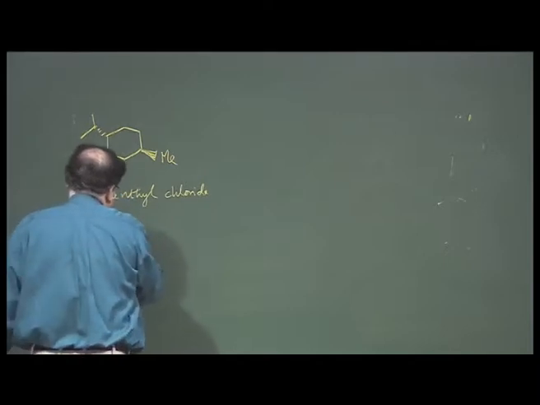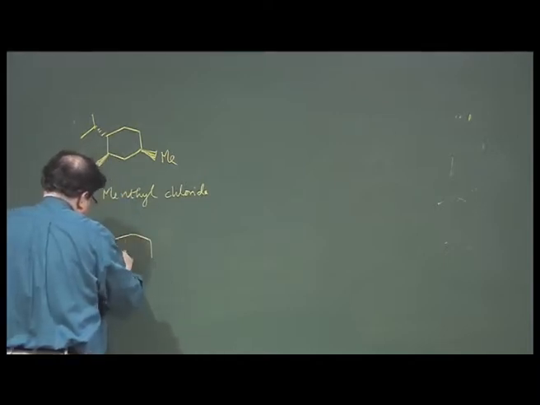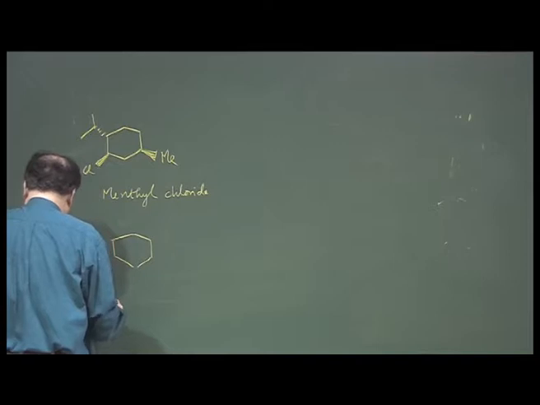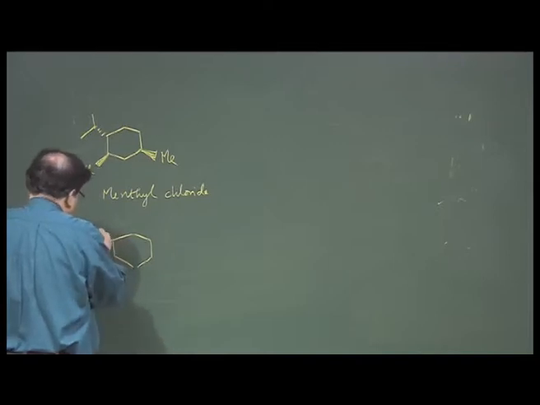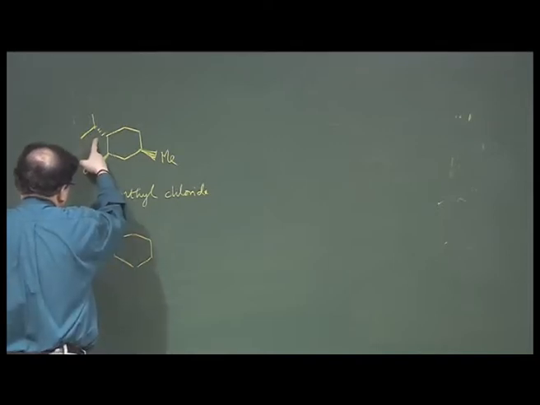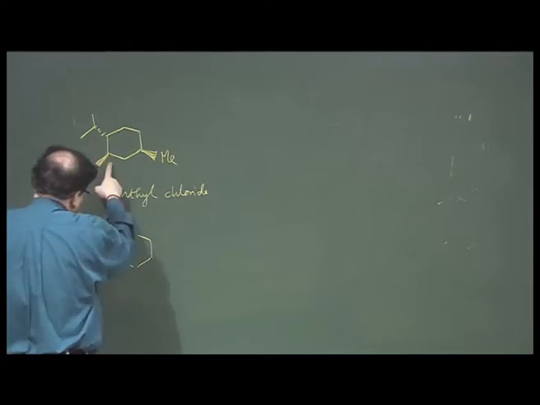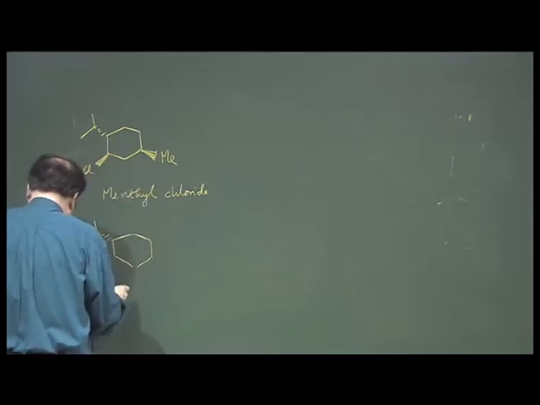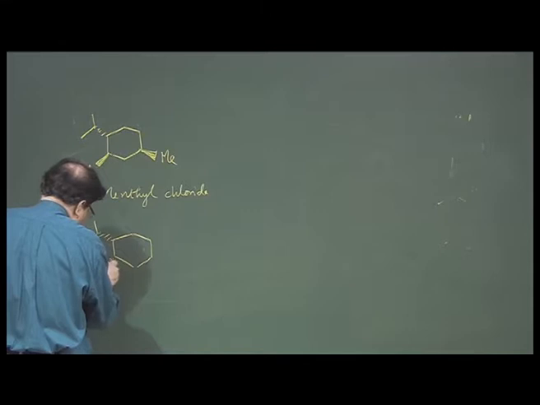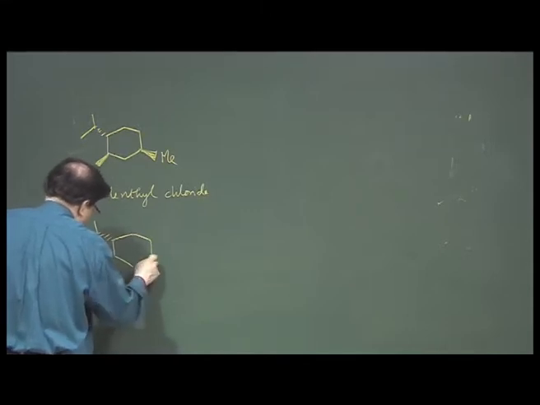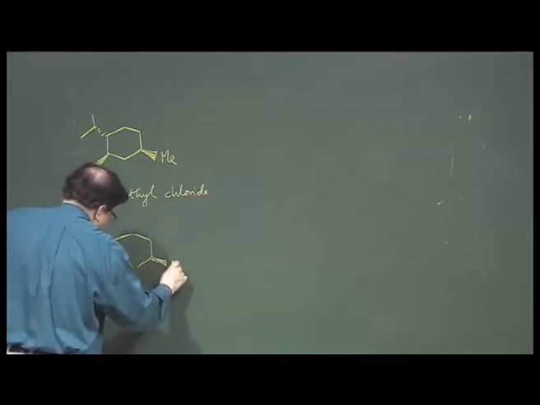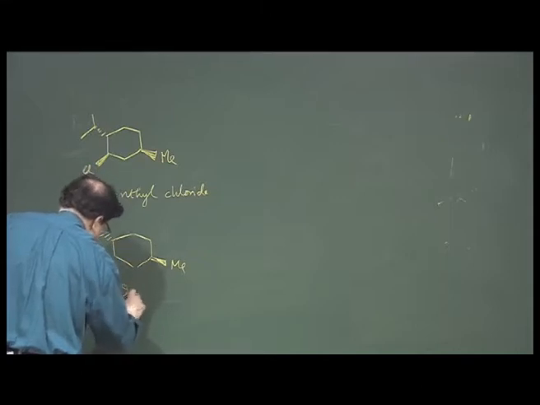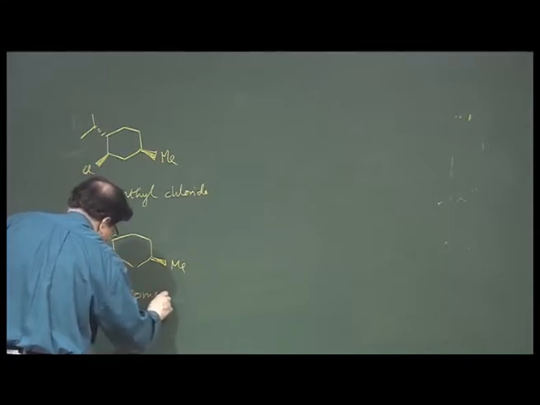There is another compound which is very similar, but only the chlorine is alpha. Here the isopropyl is alpha, chlorine is beta, methyl is beta. You have another compound where chlorine is alpha as well as isopropyl, but the methyl remains beta. This is called isomenthyl chloride.